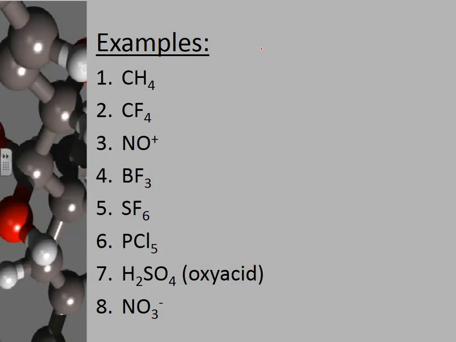Let's look at the methane first. So you're going to add up your valence electrons. Carbon has 4, there are 4 hydrogens and they have 1 apiece. That gives us 8 total electrons.